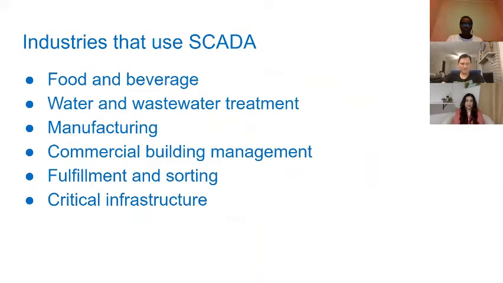SCADA networks are used in numerous industries, including food and beverage, water and wastewater treatment, manufacturing, commercial building management, fulfillment and sorting, and critical infrastructure. This network manages critical systems and information, and as such, it is a favored target for cyber attacks. Now that we've discussed what SCADA is and who uses it, let's discuss vulnerabilities in cybersecurity.